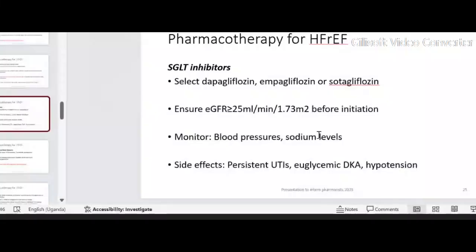Key to note is in the urinalysis, you're going to see glucose in the urine. It will be there. It doesn't mean your patient is diabetic. It's only a side effect of the drug. These drugs in this class will cause your urine to have a lot of glucose. Your urine will also have a lot of sodium. You will lose sodium.